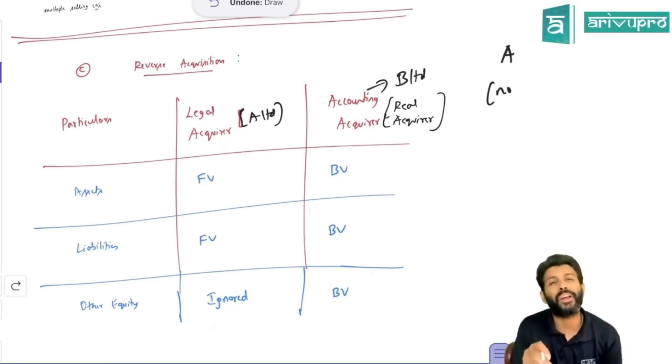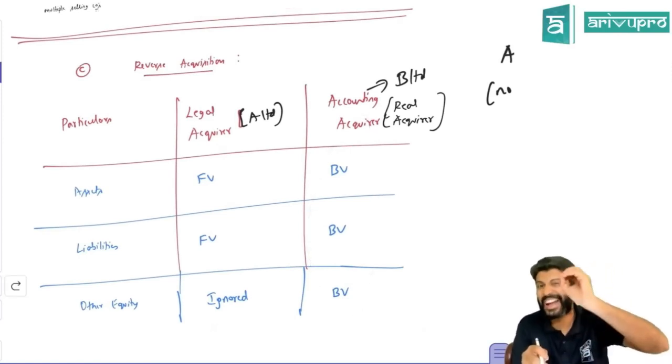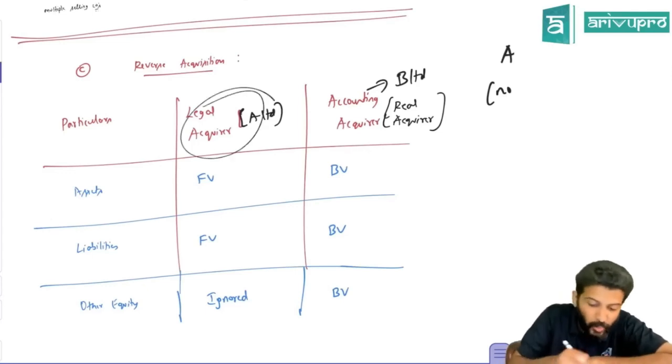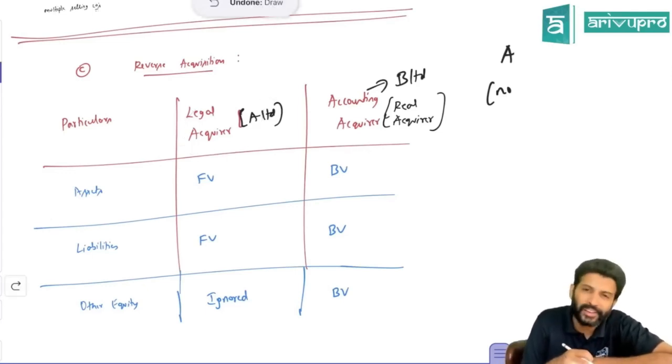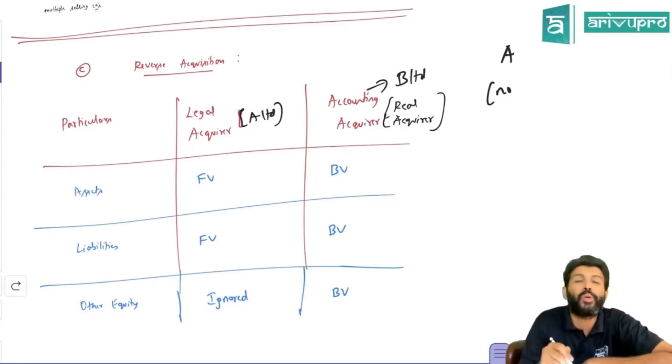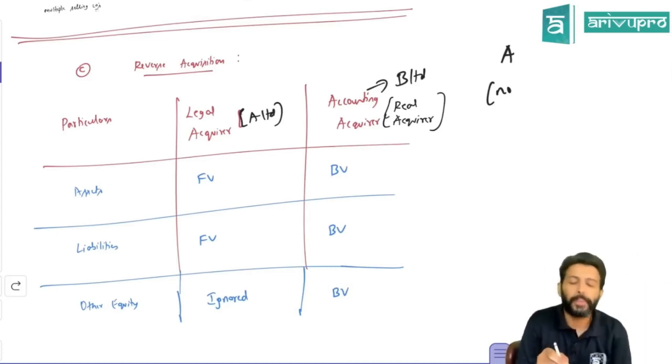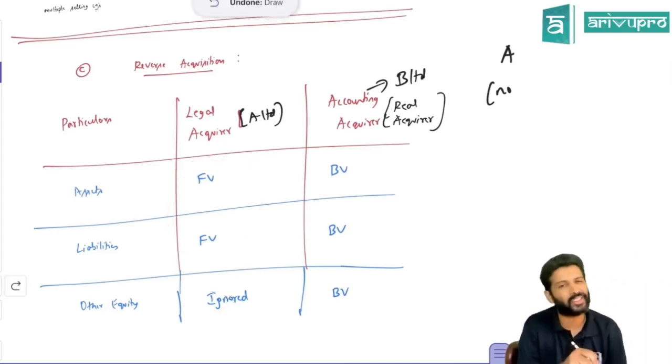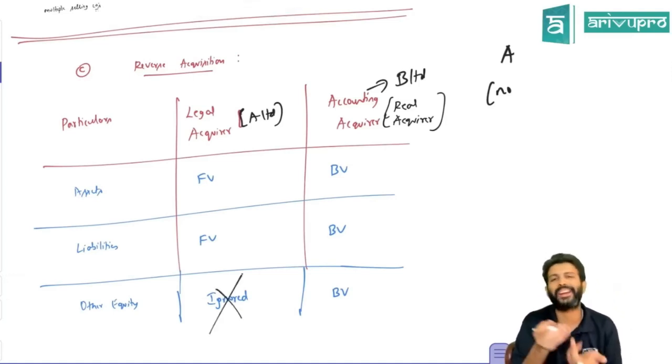What about the legal acquirer? The legal acquirer is the acquiree. The legal acquirer is really the one who got acquired. So this is like a subsidiary. So what do you do for a subsidiary? For the subsidiary company, all the assets and liabilities will be taken over at fair value. Other equity like reserves and surplus, we call it other equity here, right? That will be ignored, meaning it will not be taken over.